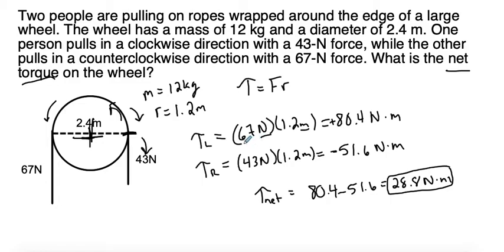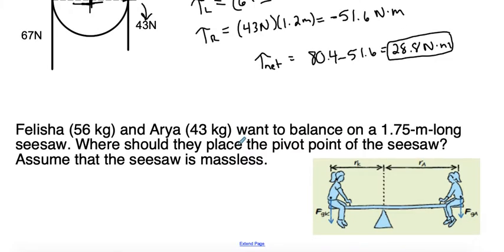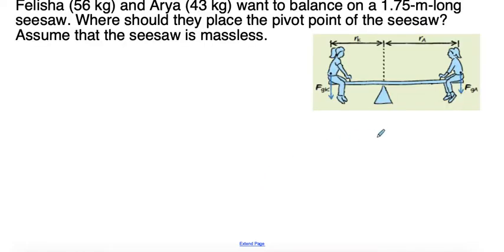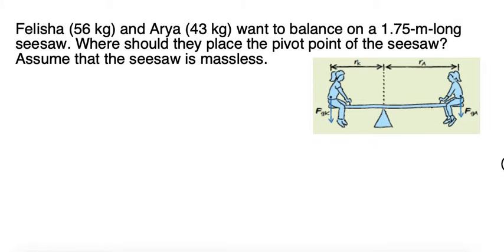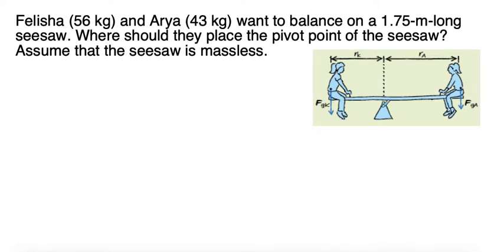Okay, let's look at another one down here. We have two people sitting on a seesaw, and we want to figure out where that rotation point should be, where that fulcrum should be for that seesaw. We have one person, 56 kilograms, another person, 43 kilograms, and they want to balance on that 1.75 meter long seesaw. Now we don't have any forces involved.